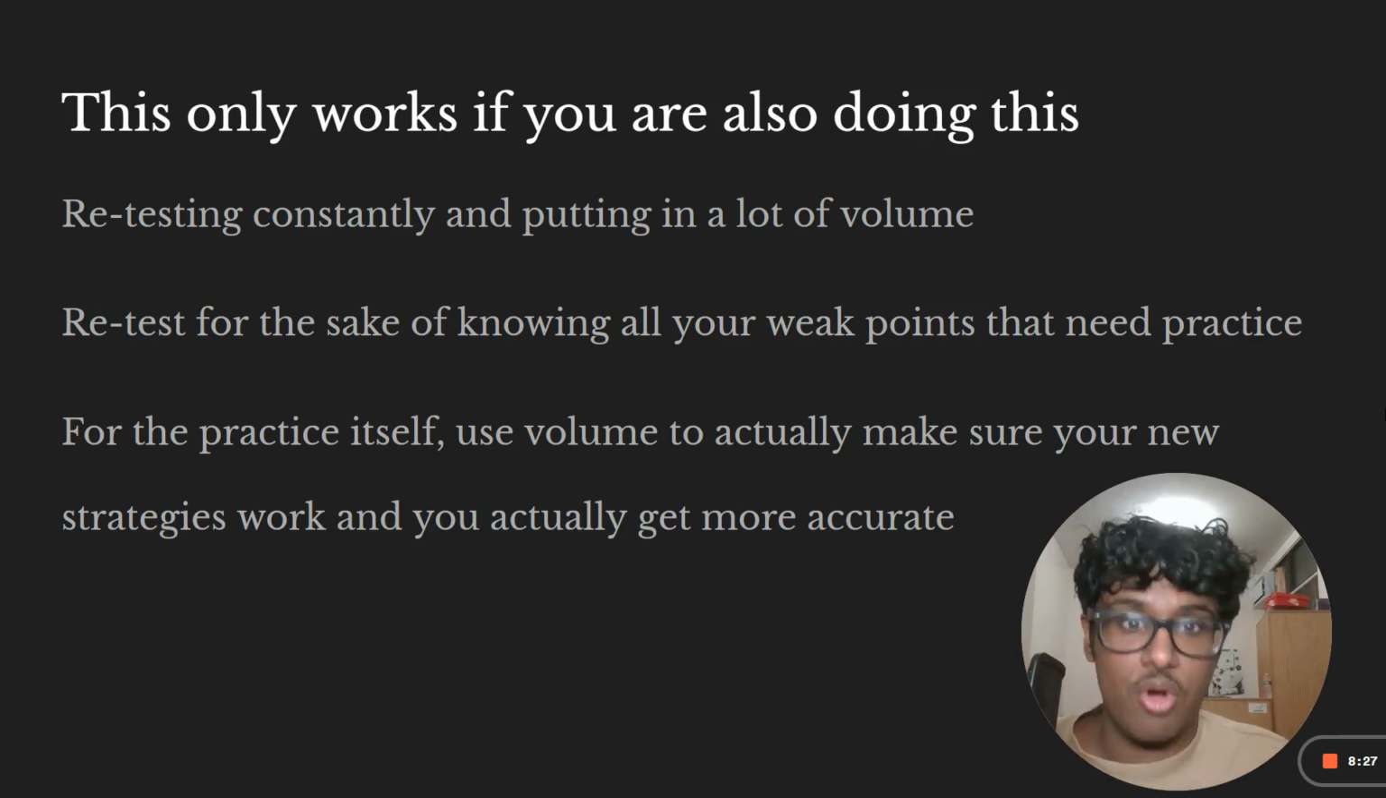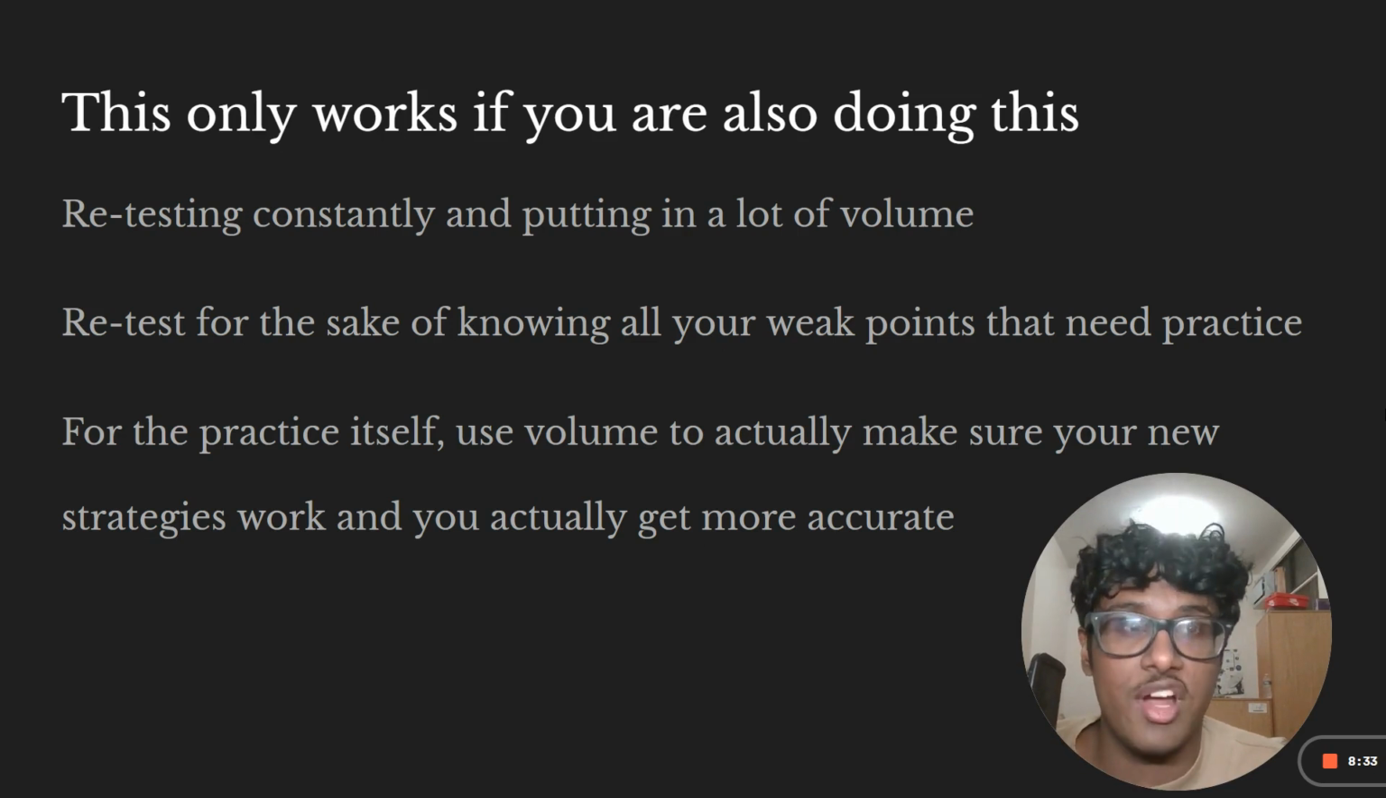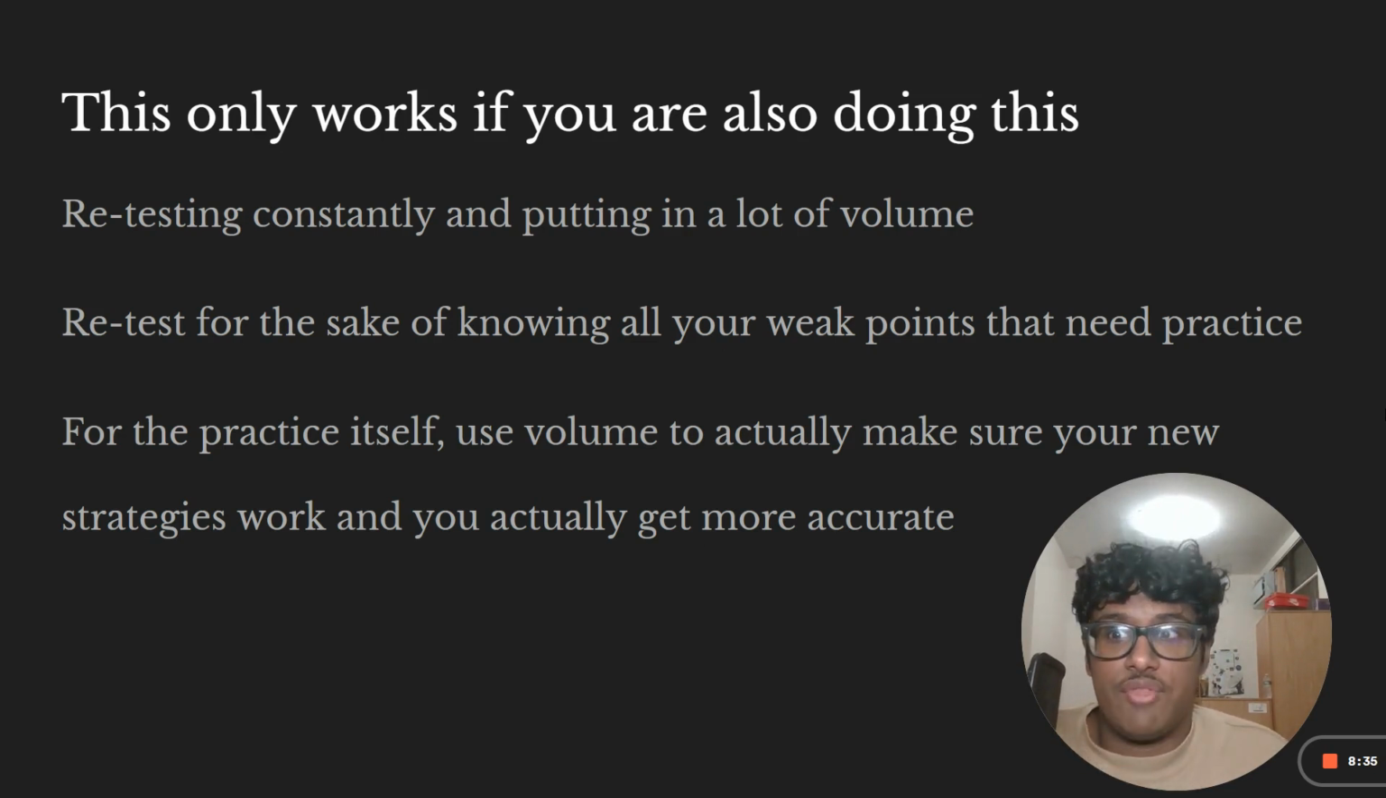Because you're creating your own method and you're seeing if it works, and it is most personal to you because you know the mistake that you made and you know how to fix it for your own self, right? For the best for yourself, that's how you fix it. So retest to know all of your weak points that need certain practices, and that you need to practice as a result. And that's how you get better. You retest and then you put in practice volume, right?